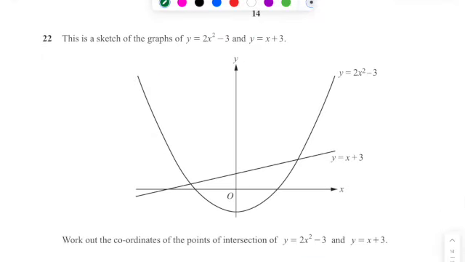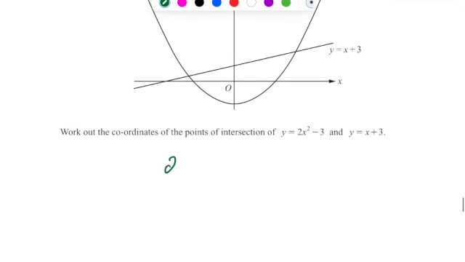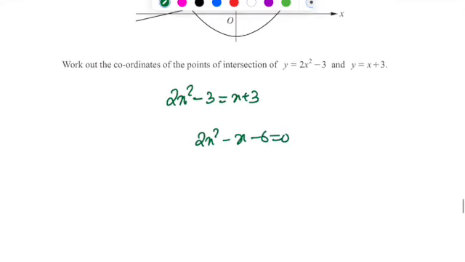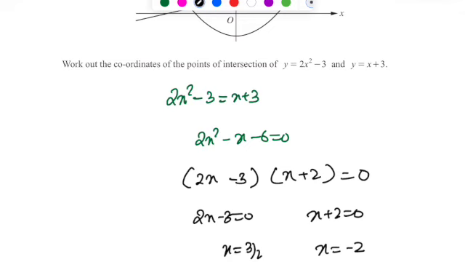This is a sketch of the graph. Write down the coordinates of the point of intersection with y equals x plus 3. So 2x squared minus 3 equals x plus 3. 2x squared minus x minus 6 equals 0. I'm directly writing the factors. So it should be 2x minus 3 and x plus 2. So 2x minus 3 equals 0, x plus 2 equals 0. So x equals 3 by 2, x equals negative 2.